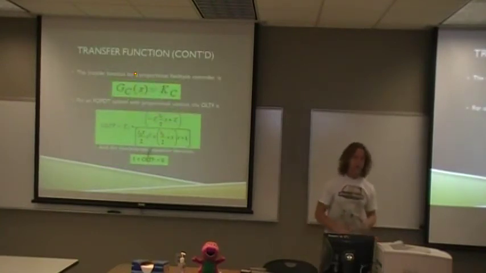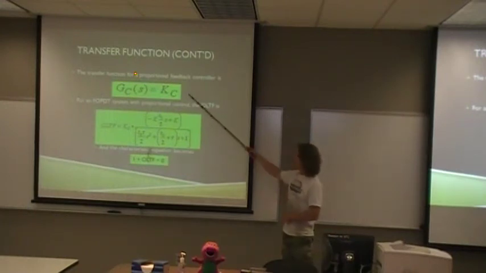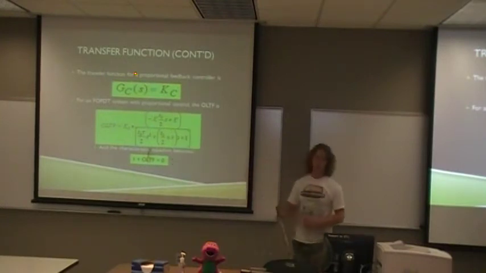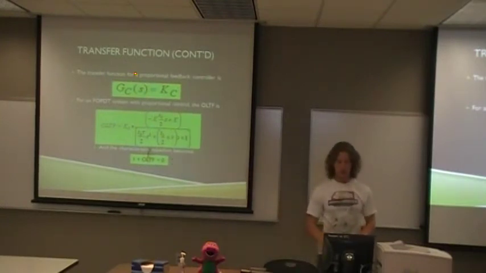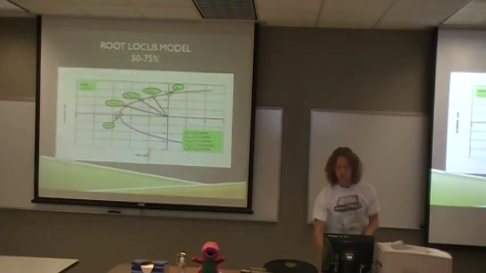For a proportional feedback controller, the transfer function is given by this equation right here, and then our open loop transfer function for a proportional control in FOPDT is this. And from this, we can get a characteristic equation, which is 1 plus OLTF. Solving this characteristic equation will give us roots that allow us to make a Bode plot, such as this.